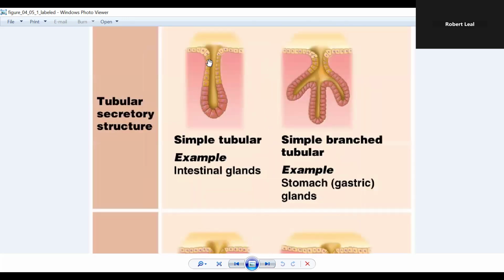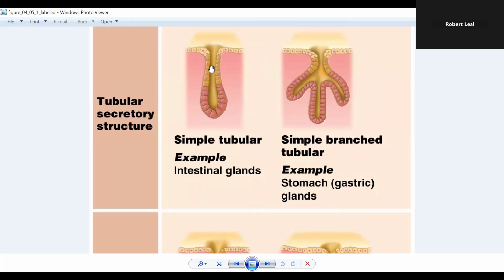So here you're going to find a tube that we refer to as a duct within the gland. And then these cells, they're cube-like in shape. It's one layer, so it's simple cuboidal. It's epithelial tissue. So these cells are going to secrete some product. It's going to travel through the duct, which is the cavity, and then it's going to exit the body through a pore.